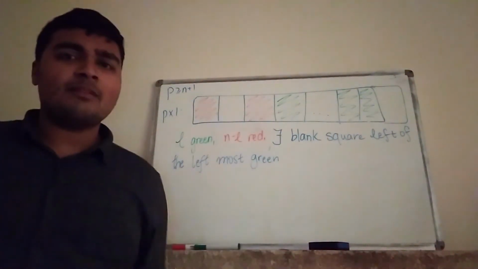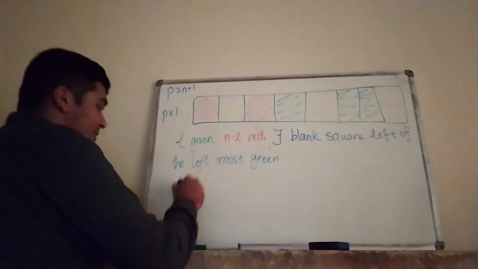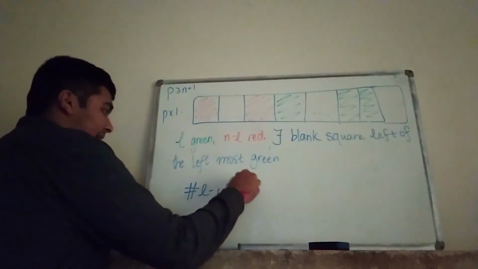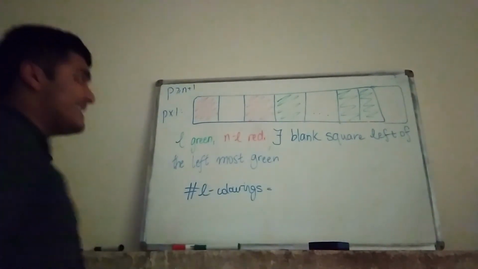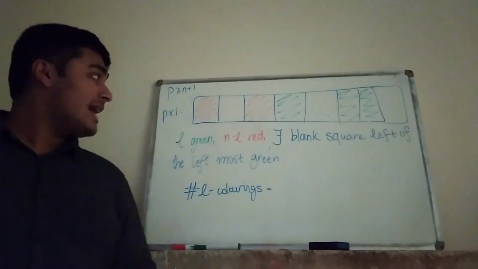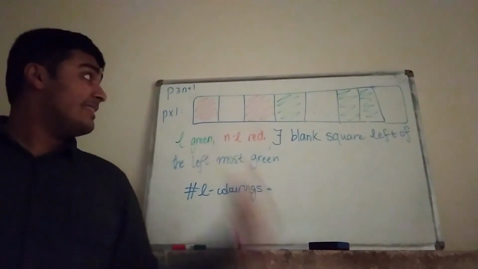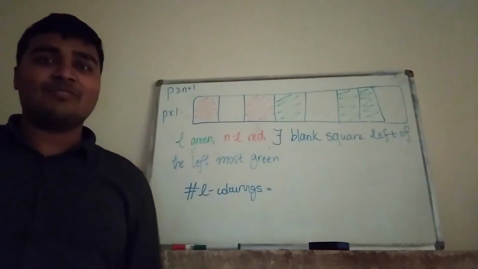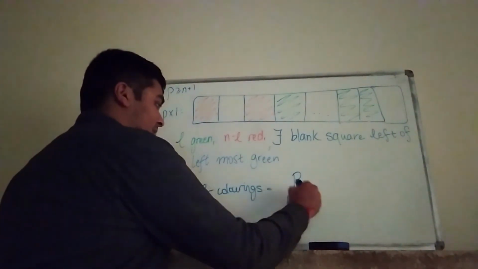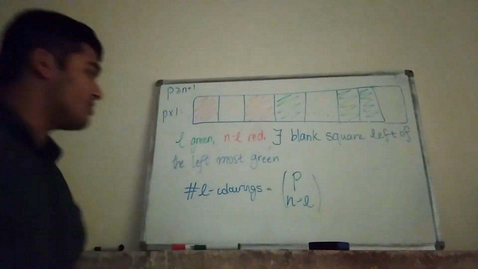So I'm going to call that the number of L colourings. Suppose you give me an L. I want to know what is the number of L colourings of this thing here. Well, firstly, let's choose the reds. The reds can go anywhere, that's fine. And we've got n minus L to choose, and there are p spots that n minus L red squares can go. So that's precisely p choose n minus L, i.e. the number of ways there are to choose the red squares.